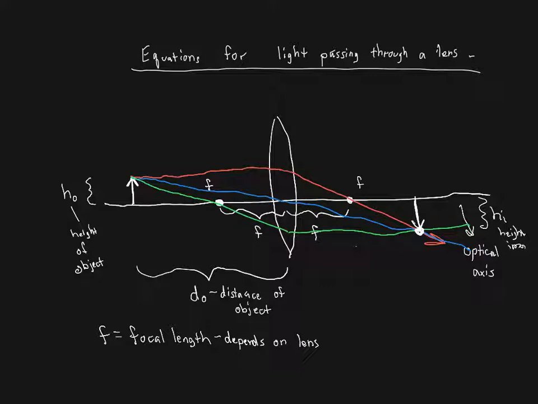So the purpose of the lens is to recreate whatever your object is at a different position. And we're creating that image at a particular position. We'll call that DI, the distance of the image.